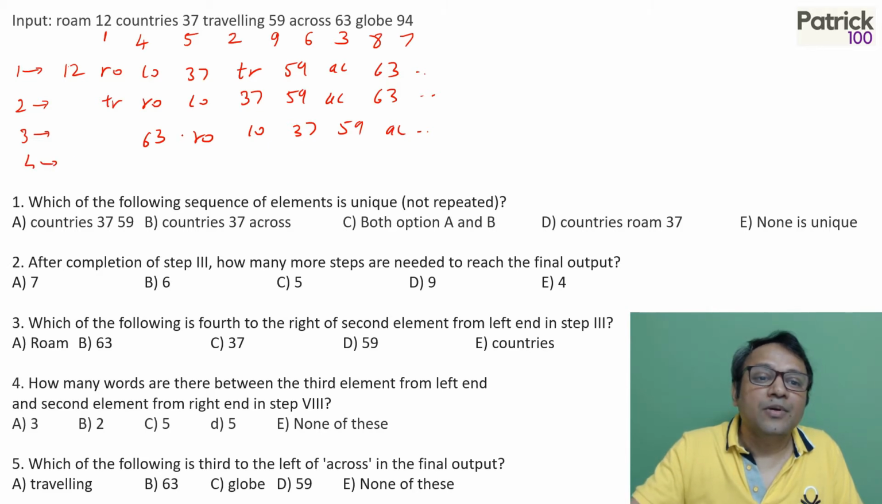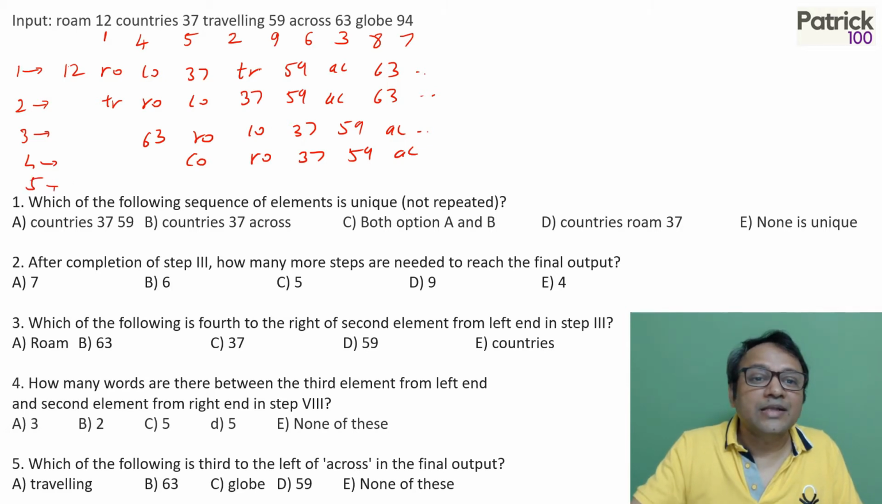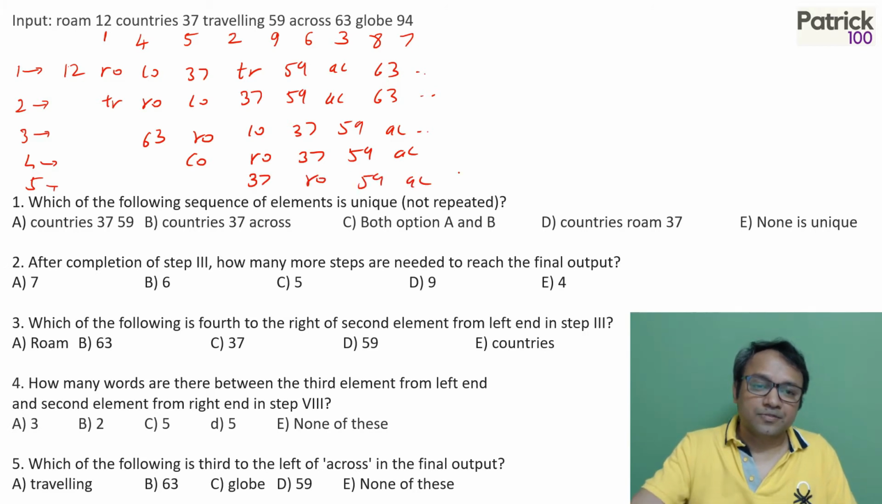Fourth step, what are the fourth countries? So countries will come into fourth. Rome 37, 59 across and so on. Fifth step, countries is there. So in the fifth step 37 will come. So Rome 59 across and so on.